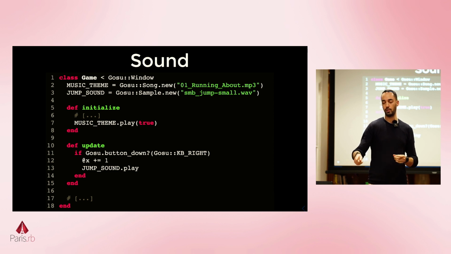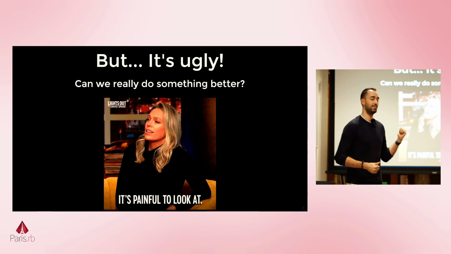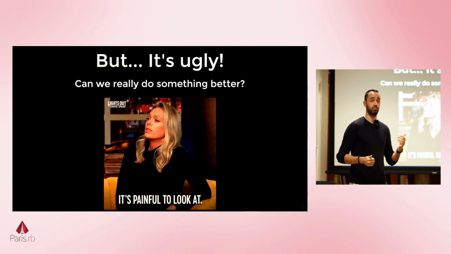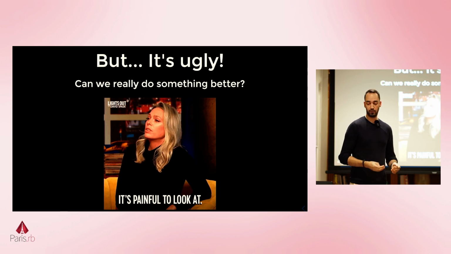So in this code, I played the song as a background, and the true argument will make it loop. And in the update, if I press the right key, I play the jump sound. So that's basically it. All that is cool, but all the examples that I gave were really ugly. It was just a black screen with a little image. So can we really do something cooler than that?